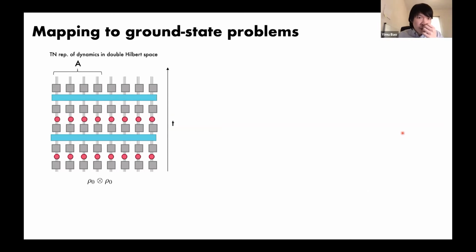Okay. So now I'm going to sketch our idea of mapping to ground state problems. As I said, the crucial quantity we are considering in the measurement-induced phase transition involves the evolution of multiple copies of the density matrix.